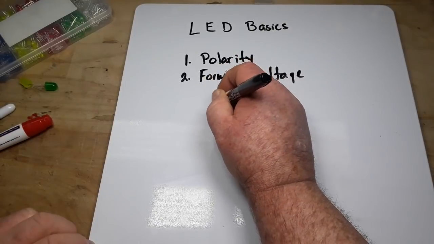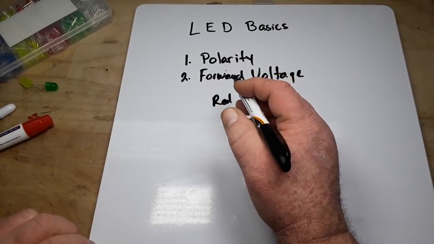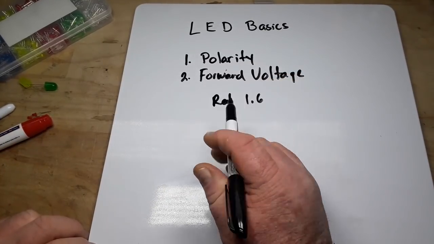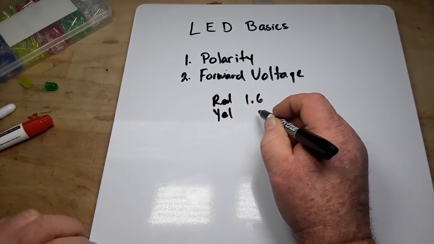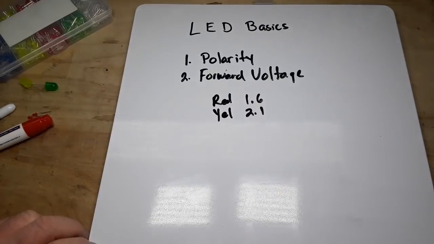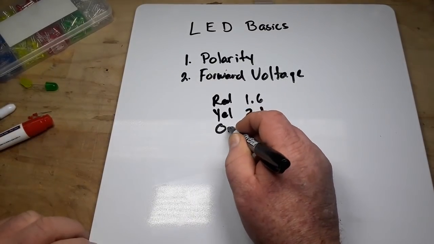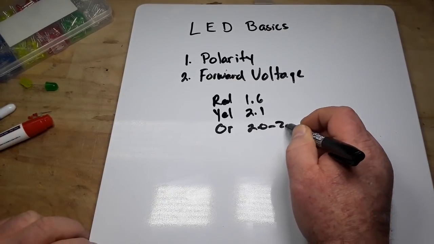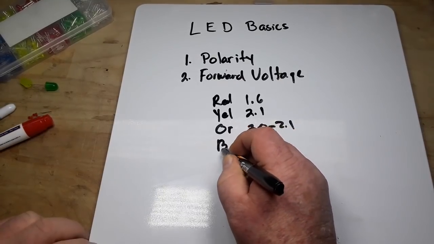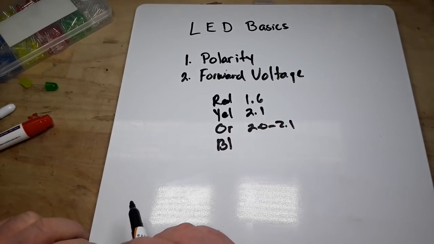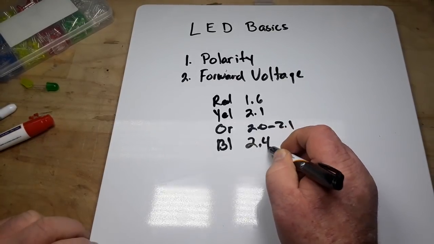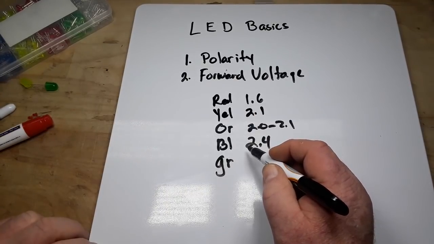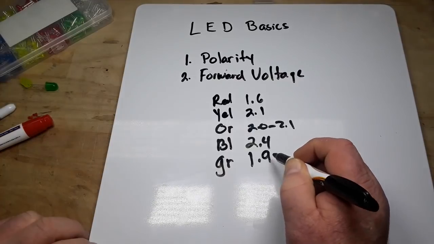Generally, for a red LED, it is going to drop about 1.6 volts minimum. It can be more, but minimum. A yellow LED is going to drop just a little over 2 volts, like 2.1. And an orange LED is going to be right around the same area, 2.0 to 2.1. A blue LED, which were the last to be invented and the most difficult, is going to be about 2.4 volts. Green LED is not much different from the yellow. It's going to be somewhere around 1.9 volts.